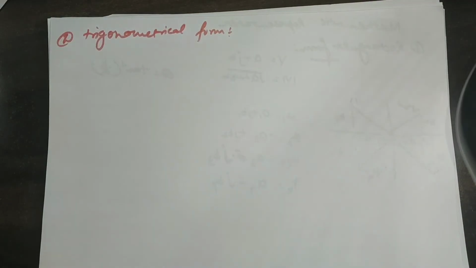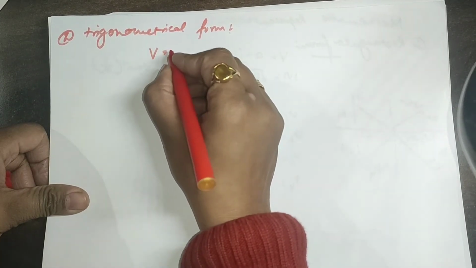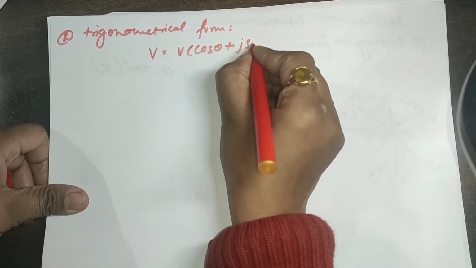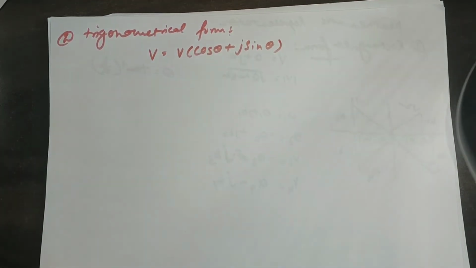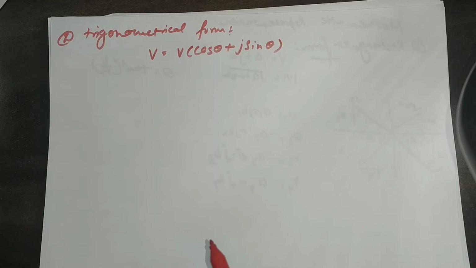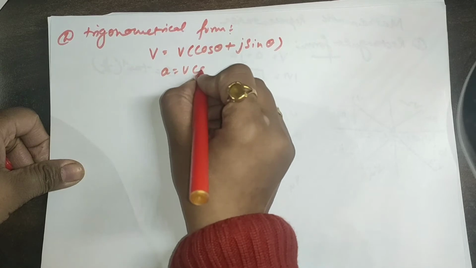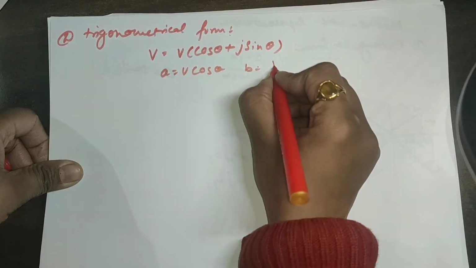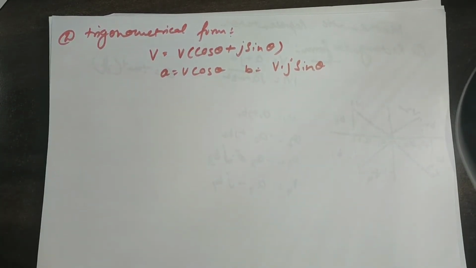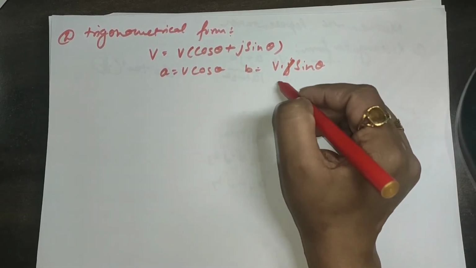In the trigonometrical form, we can express our terms like V equals V cos theta plus J sin theta. Here A equals V cos theta and B equals V sin theta.